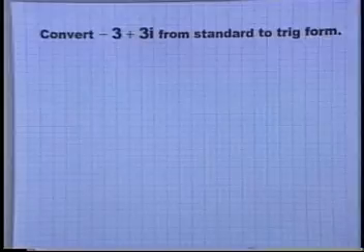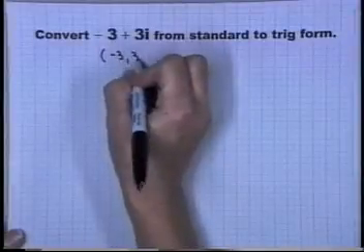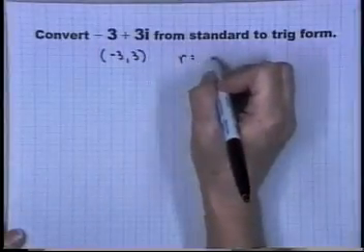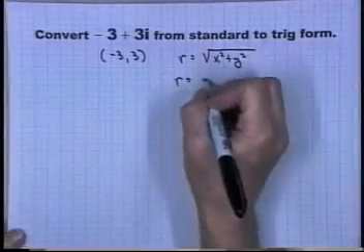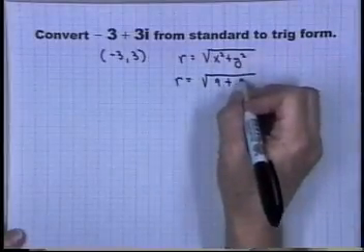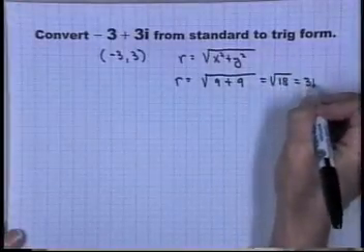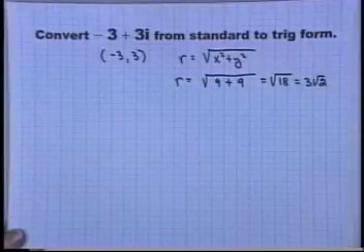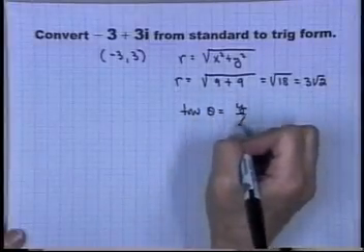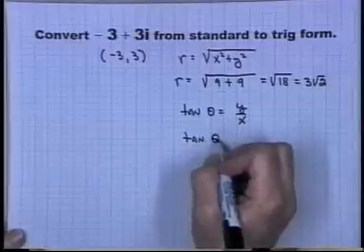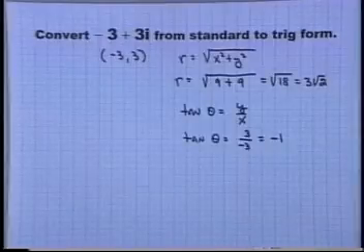Okay, convert negative 3 plus 3i from standard to trig form. Our ordered pair is negative 3, 3. r is the square root of x squared plus y squared. So for this problem, of course, x squared is 9, so is y squared. 9 plus 9 is 18. The square root of 18, I'm going to think about 2 times 9. Of course, we can take the square root of the 9 and get a 3, so 3 square root 2 is r. The tangent of angle theta is y over x. So for our problem here, the tangent is 3 over negative 3, which gives me a negative 1.